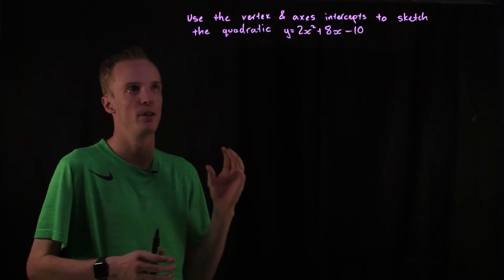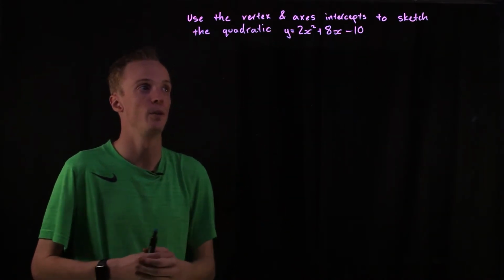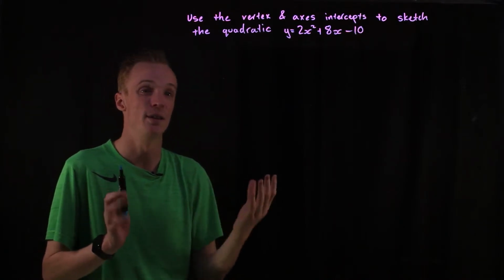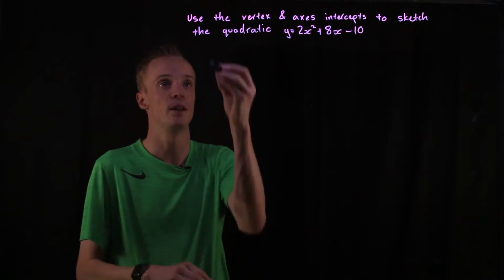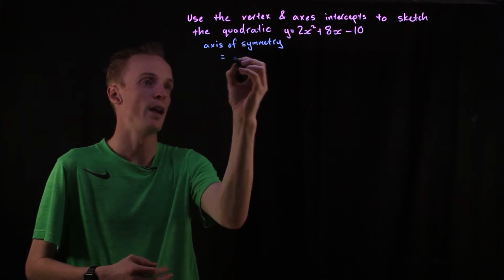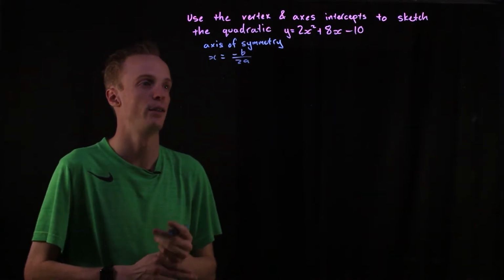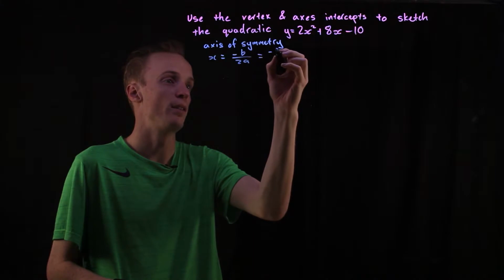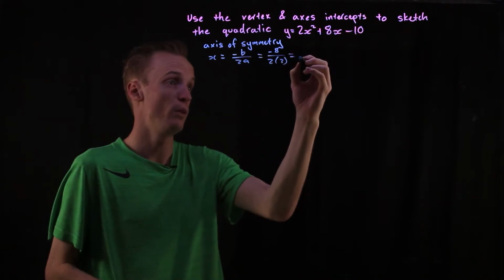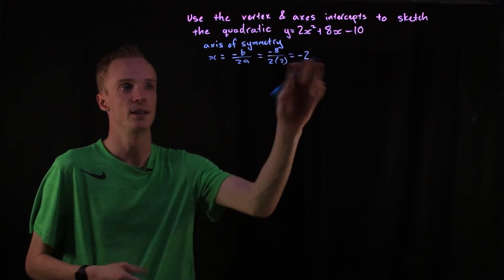So let's now say that we want to sketch the graph using the vertex and axes intercepts of the following quadratic here, y equals 2x squared plus 8x minus 10. Well, what I want to start by doing is, first of all, let's find this vertex. And to find the vertex, I first of all need to find the axis of symmetry. Now, that occurs at negative b over 2a, which happens to be our x-coordinate of the vertex. So the negative of b is going to be negative 8 divided by 2 times our a of 2, which is negative 8 divided by 4, which will be negative 2. So what we now know is the x-coordinate of our vertex is negative 2.